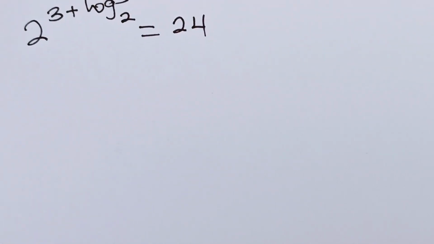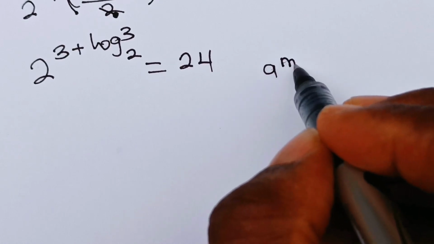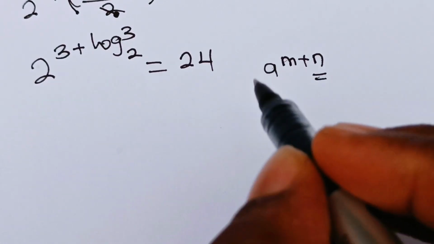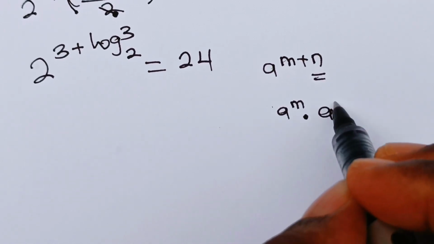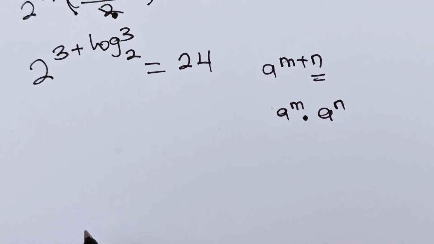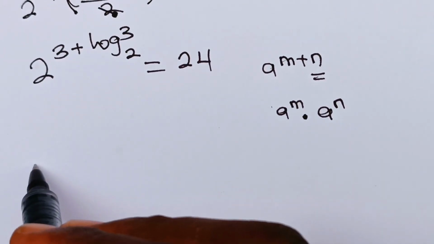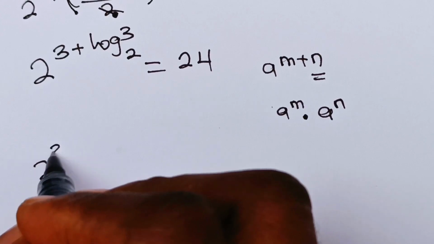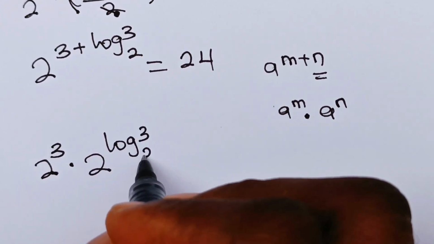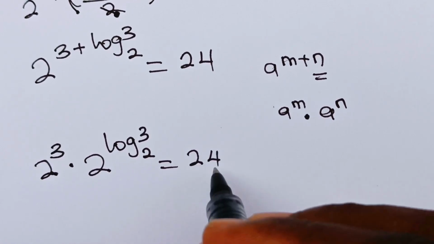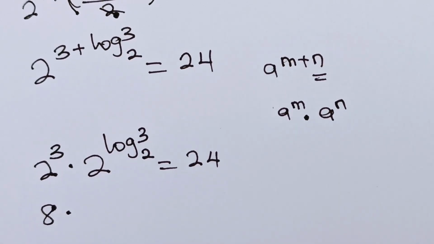Now let's continue. Recall that when you have a to the power of m plus n, this is equal to a to the power of m multiplied by a to the power of n. That is the law of indices or exponents. So that means we can express this side of the equation as 2 to the power of 3 multiplied by 2 to the power of log 3 base 2 is equal to 24. So 2 to the power of 3 is 8. We have 8 multiplied by.